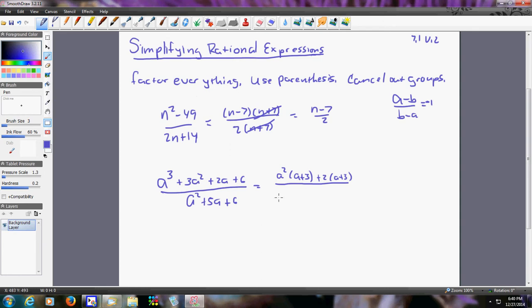Down here, if I factor this, I'm going to get a plus 2, a plus 3. Now I had to continue my factoring here, and because it's factored by grouping, I get a squared plus 2 and a plus 3 over a plus 2 and a plus 3. I can cancel out the same groups, which leaves me with a squared plus 2 over a plus 2. Don't be tempted to factor out an a and then cancel out a plus 2 and a plus 2 and say, oh, my answer is just a. You cannot do anything else.